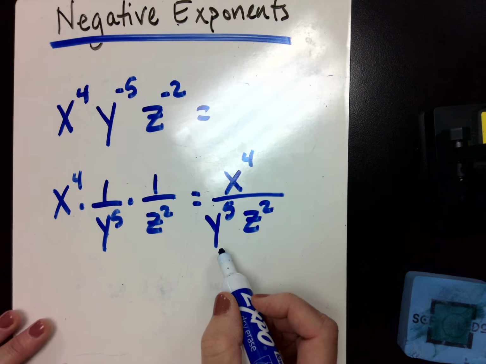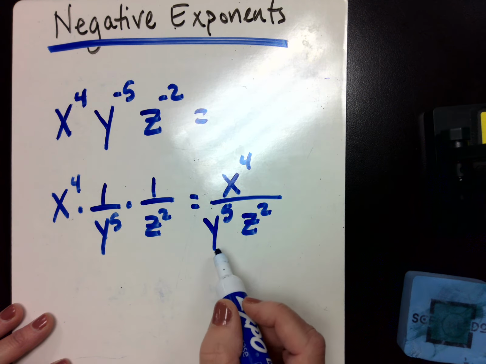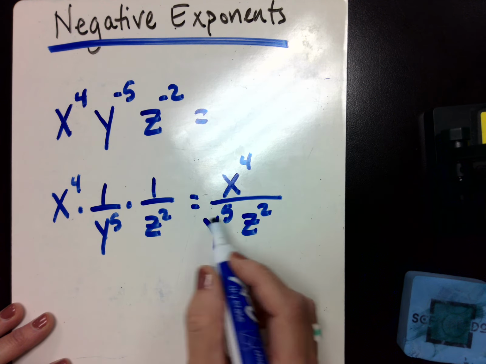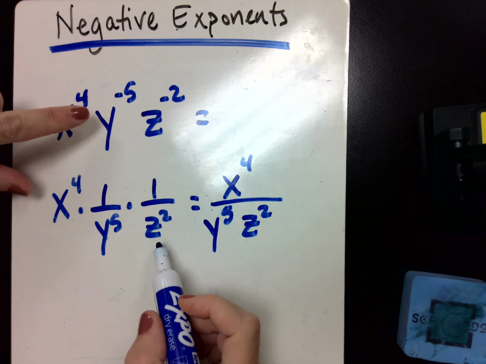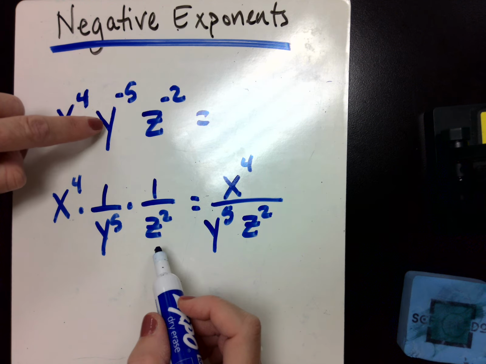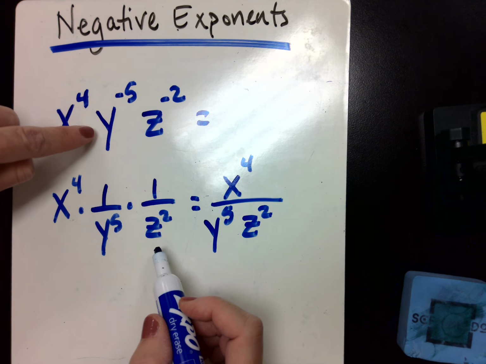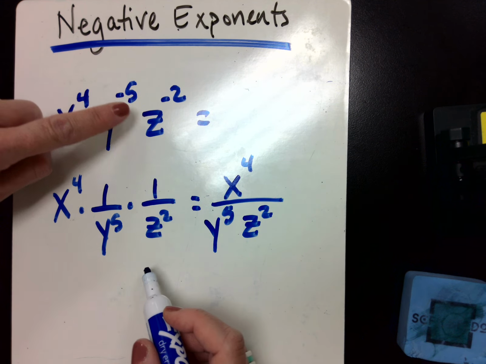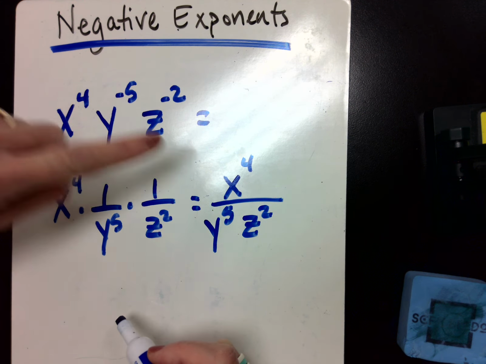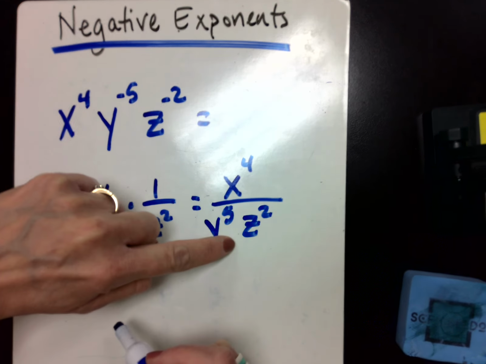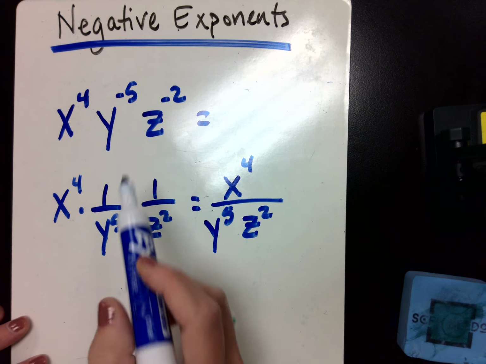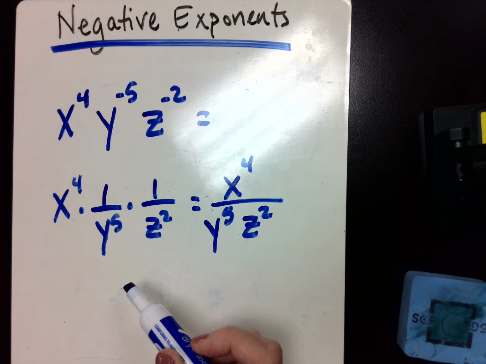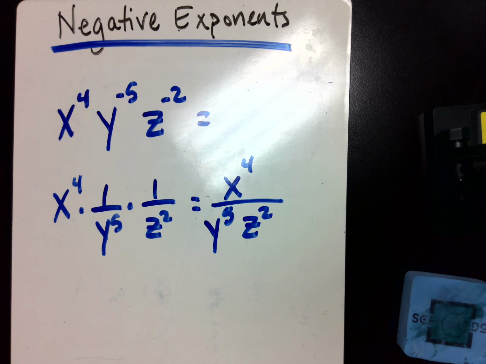What I want you to notice is what happens to the placement of the bases with the negative exponents. So up here, this is a numerator, this is a numerator, and this is a numerator. But the ones that have a negative exponent end up to be a denominator in the end. The y and the z both ended up on the bottom. They ended up to be denominators, and that's because of the negative exponent. So when you have a negative exponent, it's actually going to switch positions in regards to numerator and denominator. So let's try one more example.